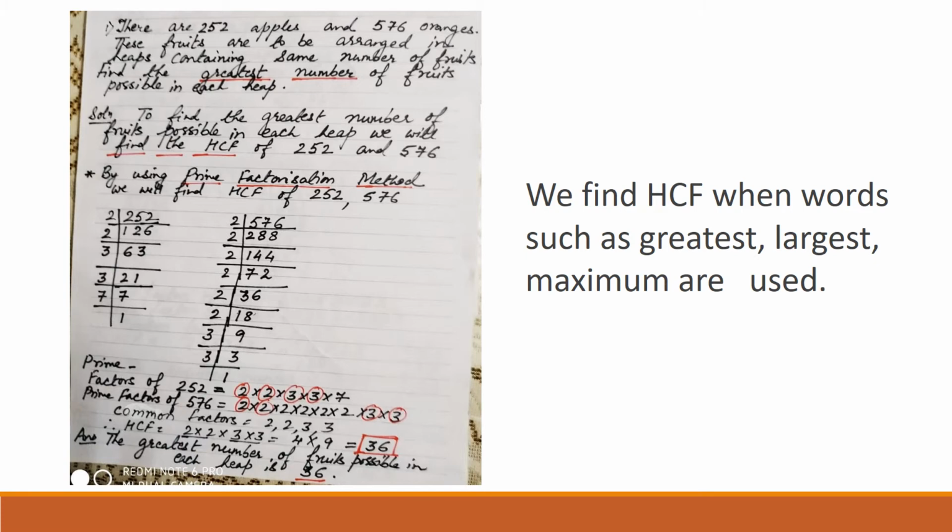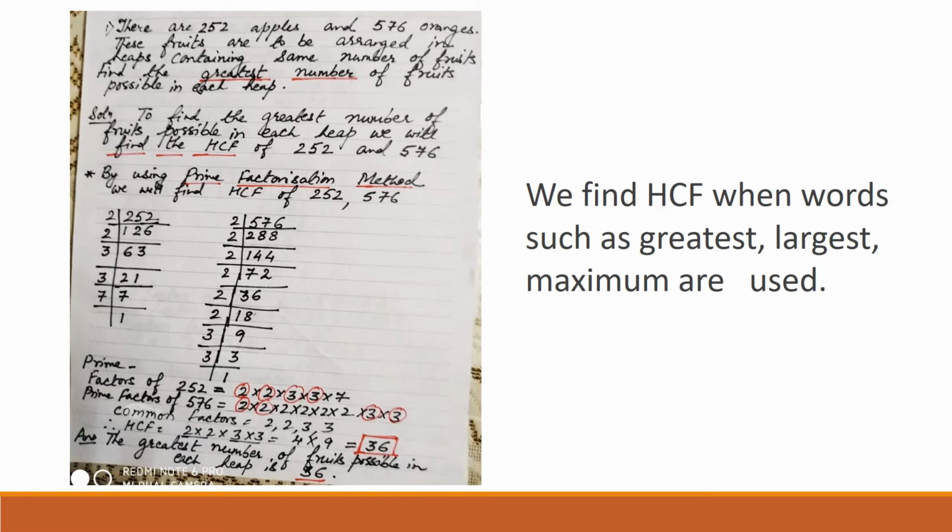Okay. So here you can see that you are making heaps. So you will get a number of fruits lesser than these two numbers. So you have to find the highest common factor. Or you can remember that whenever words such as greatest, largest, maximum are there in a word problem, you have to find the HCF. Highest means the largest, greatest or the maximum. So you will find HCF.